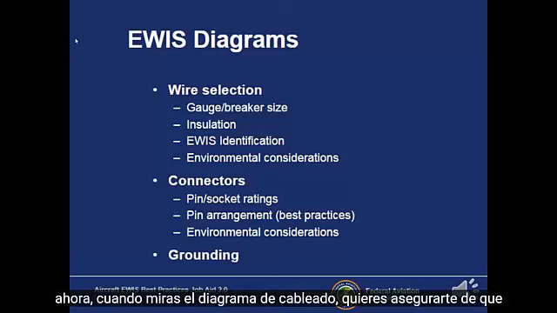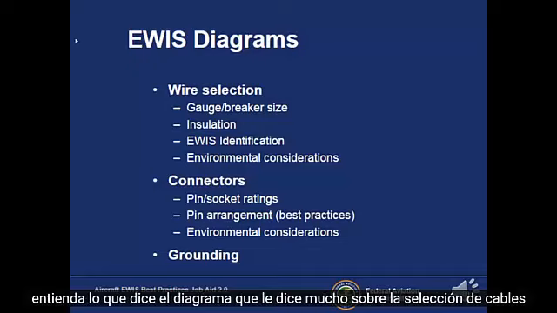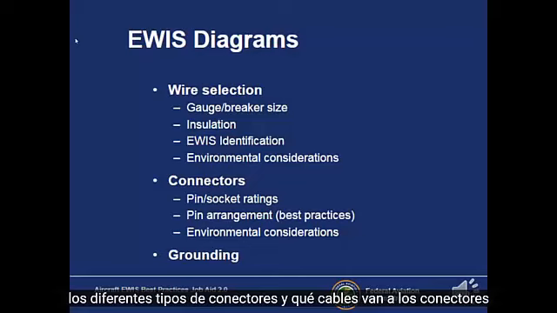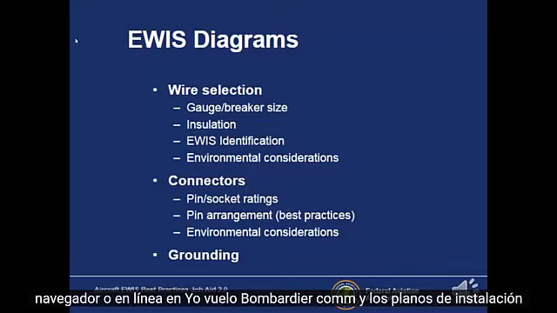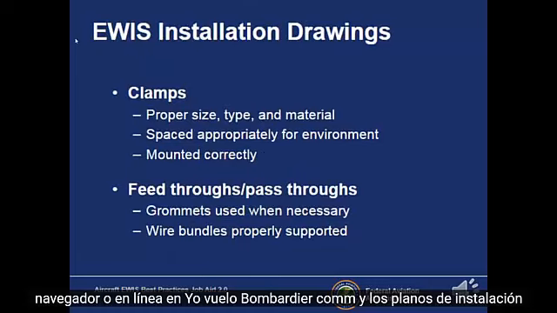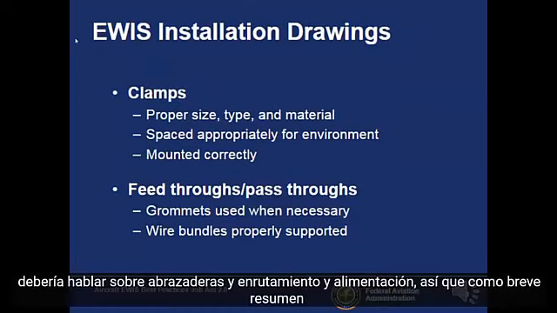Now when you look at your wiring diagram, you want to make sure that you understand what the diagram is saying. It tells you a lot about the wire selection, the different kinds of connectors, and what wires are going into the connectors, and grounding points. You can check out the wiring diagram on your Bombardier Navigator or online at iflybombardier.com. And the installation drawings should talk about clamps and routing and feed-throughs.